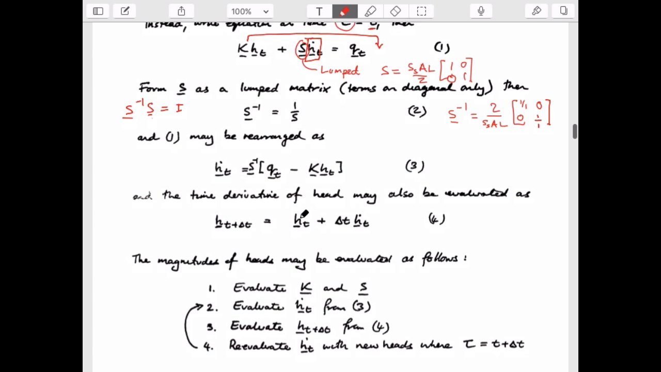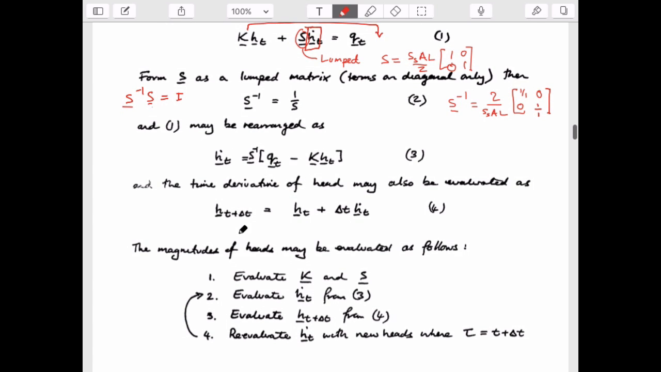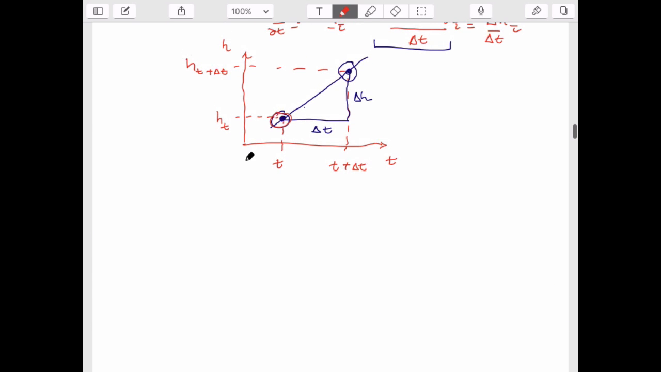And so now, this allows us to, if we know what the heads were, so we know the K matrix for sure, it's just a function of the geometry. We know the storage matrix for sure. These are boundary conditions. If we know the heads at the previous time step, at time t, the early time, then what we'd like to do is project to see what the heads at the new time step are. So in other words, we're sitting here. We'd like to know what this head is. So how do we get there?